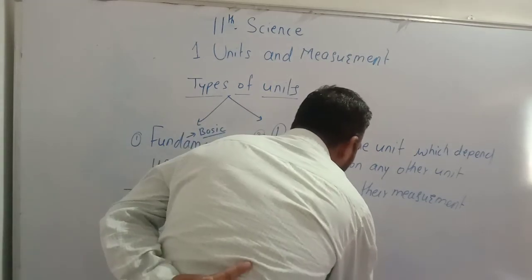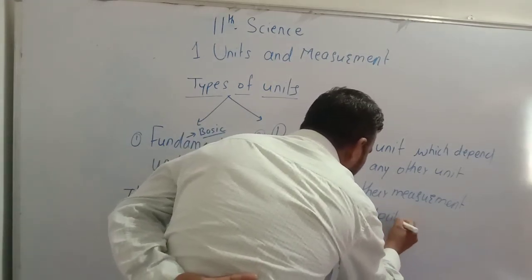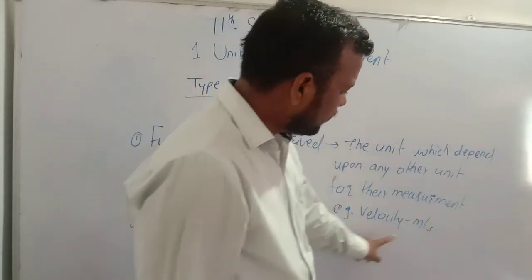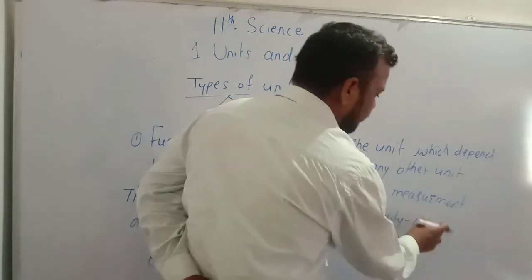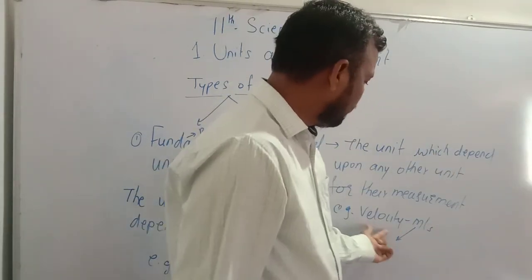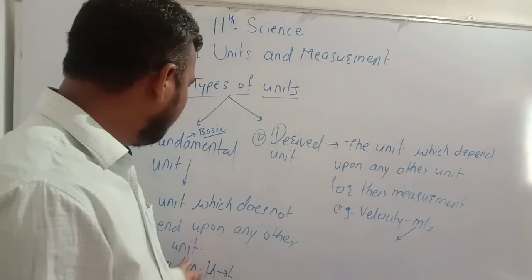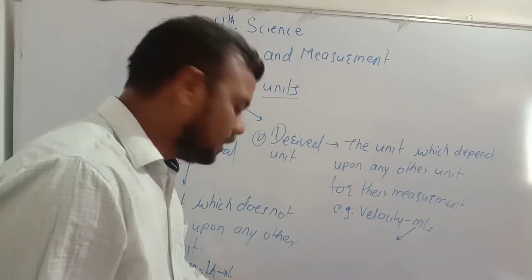For example, velocity is meter per second. If we delete the meter and second, two things are required here. In the velocity, meter is important and second is also important. But in the fundamental unit, length does not depend upon any other, only single L is the original. Mass.